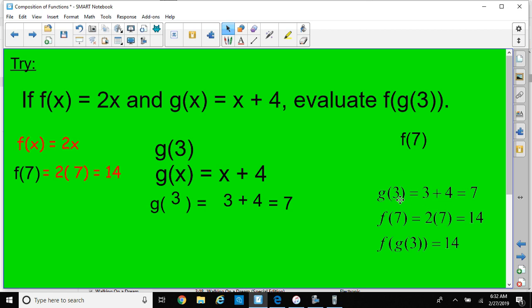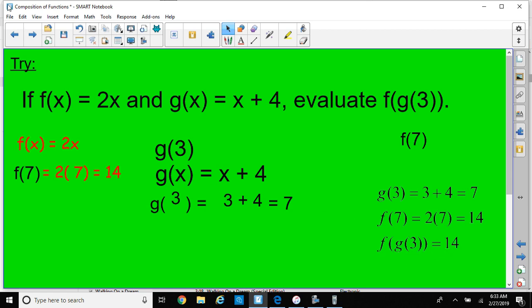We replaced the x with 3 and added 4 to it. That gave us 7, which was the innermost part of this. So the inside of the g of x was 7. So now we go to the f function, which was 2x, and we replace the x with 7 this time, and that'll be 2 times 7, which is 14. So f of g of 3 is equal to 14.